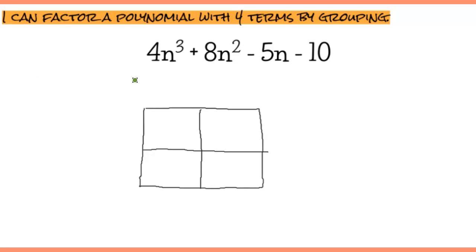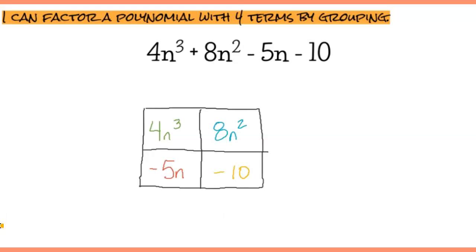So let's say my first term is 4n cubed. My second term is 8n squared. So 1, 2, 3 is going to go here. So negative 5n. And then my last term is negative 10.